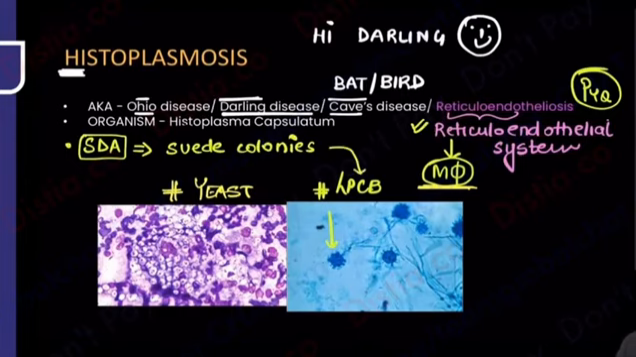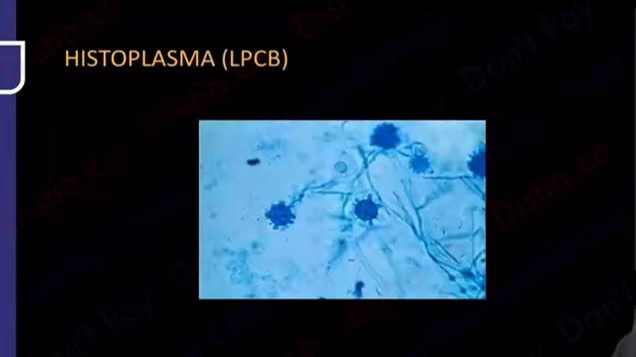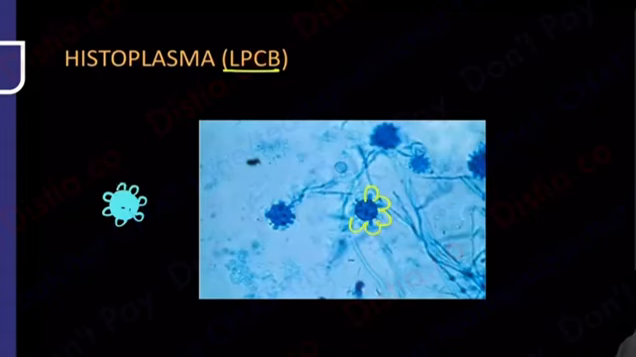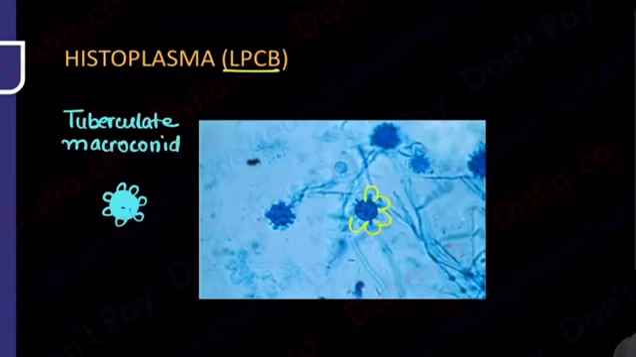And on top of that suede colonies, when I do lactophenol cotton blue, this is the picture that I'll see. Let me zoom into this picture. So this is the lactophenol cotton blue, and if I look very carefully, I can visualize that there are some projections coming out. So if I draw it, it looks something like this, with some projections coming out. This is a very famous previous year question. And these projections are known as tuberculate macroconidia. These are said to be tuberculate macroconidia.